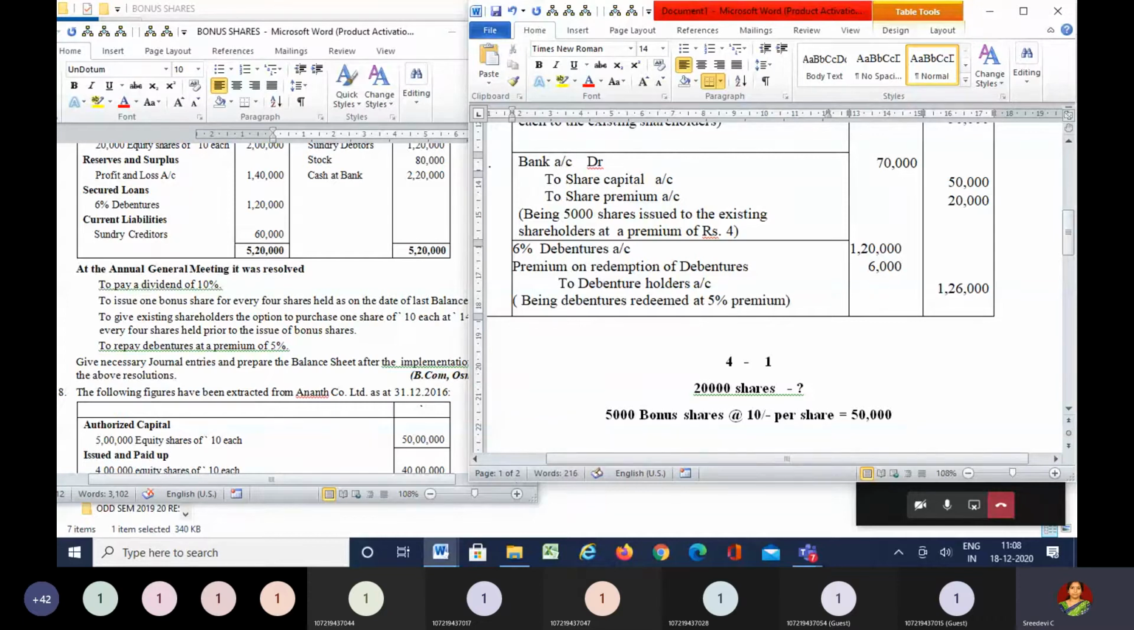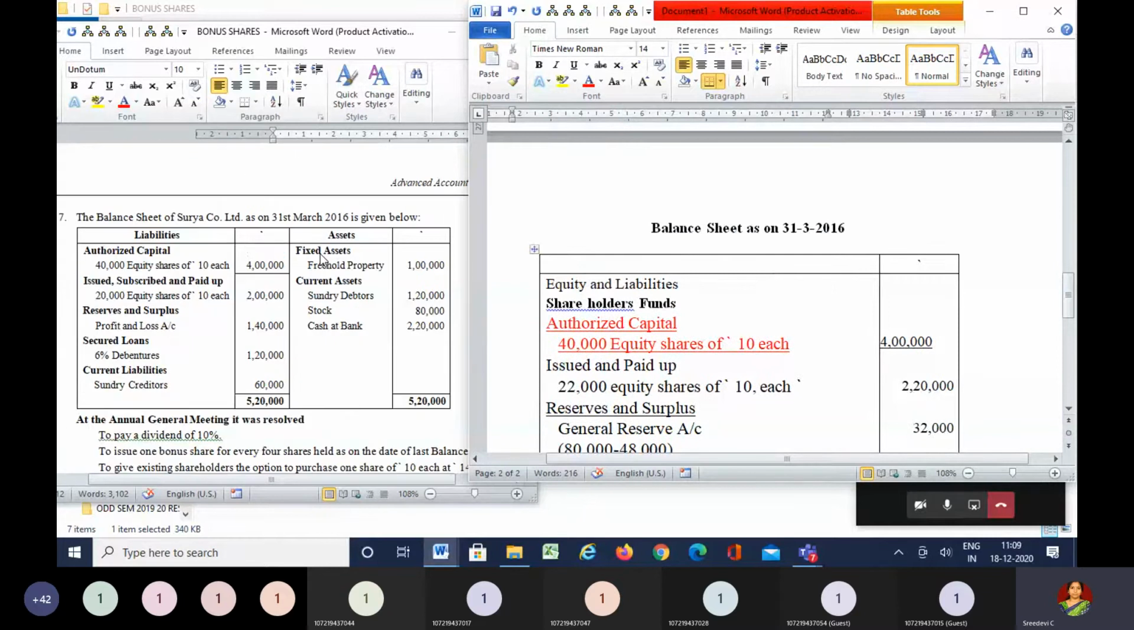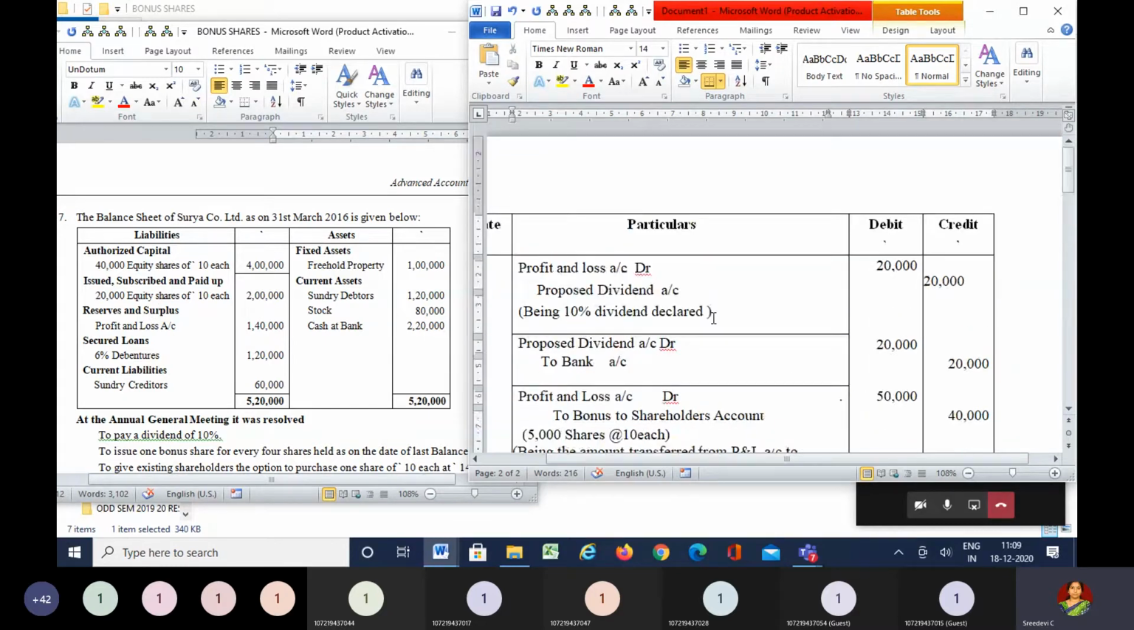Now let us see the effect of the following transactions in the balance sheet. So first let us go with the old balance sheet, wherein it is having 40,000 equity shares at the rate of ₹10. So 4 lakhs is the authorized capital of the company. Now out of this, the already existing issued capital over here is 20,000. So keeping this in mind, now let us go with the new issues.